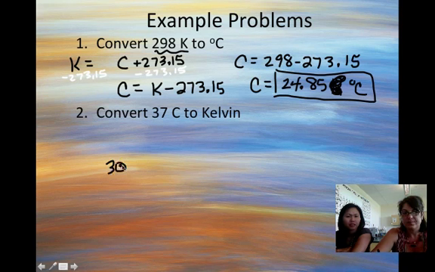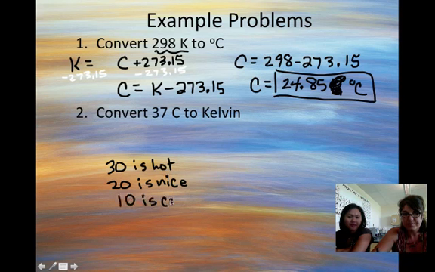It goes like this. 30 is hot. 20 is nice. If you don't know your Celsius degrees, this will help you remember. 10 is cool, and 0 is ice.